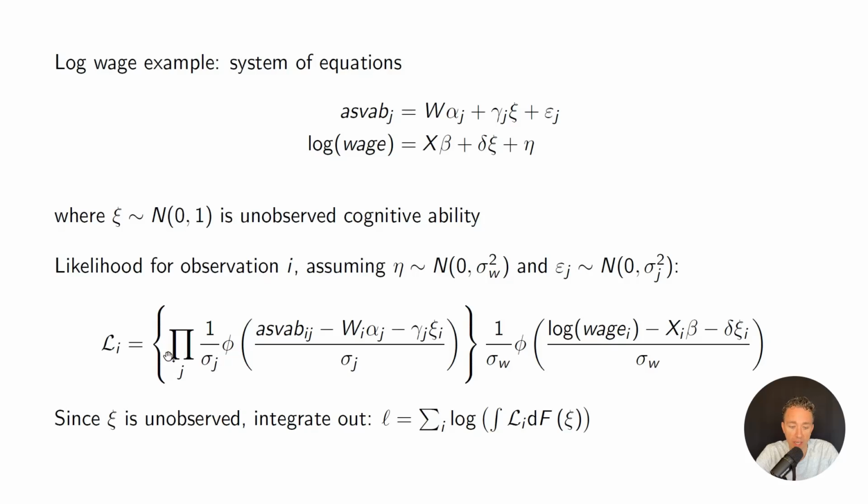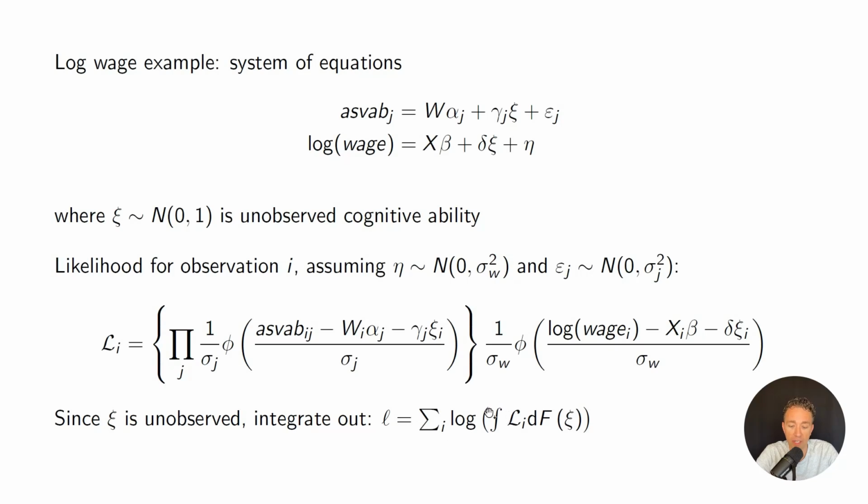And then because I have J of these ASVAB scores for each individual, I'm going to take the product of all of these, and then I'm also going to take that product and multiply it with the log wage likelihood contribution. So this is pretty standard for estimating a regression model via maximum likelihood. We have basically capital J plus 1 regression models that we want to combine together. And so this is our likelihood function, and then we can just take the log of that, take the sum of those log likelihood contributions. That's our overall log likelihood.